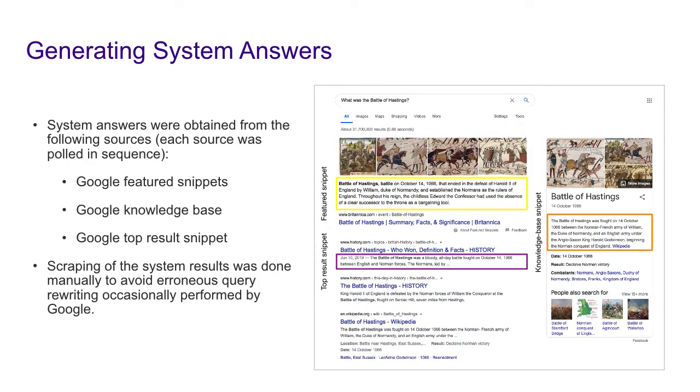Concurrent to the answer generation task, we generated some system answers obtained from Google Web Search. More specifically, when available, we scraped the content of the featured snippet module, the knowledge base module, and the top results snippet from Google's search engine result pages, as shown in the figure. We compared these answers with human answers when dealing with the third research question.